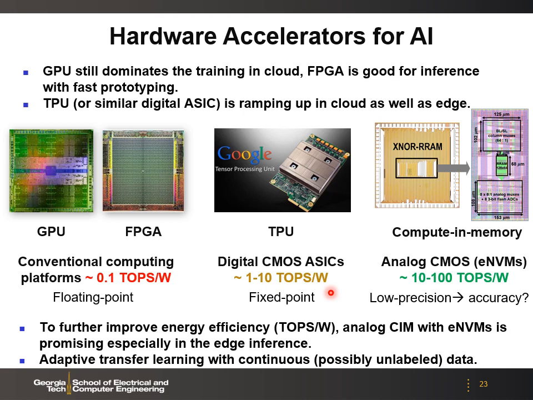Here we are going to use analog computation within the memory array. The memory can be CMOS, like SRAM, or the emerging non-volatile memories. And then we have to embrace low precision computation. The question is, can we achieve the same accuracy as the digital platforms? We are going to discuss those issues in the presentations today.